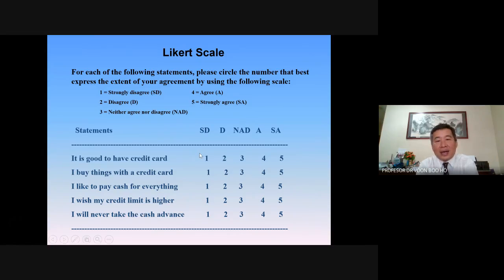So all these numerical scales will be arranged nicely here so that they can tick or circle the relevant number. So 1 indicates strongly disagree, 2, let's say, disagree, 3 is neither agree nor disagree, 4 is agree, 5 is strongly agree. Sometimes we can have 7 categories, right? 1, 2, 3, 4, 5, 6, 7.